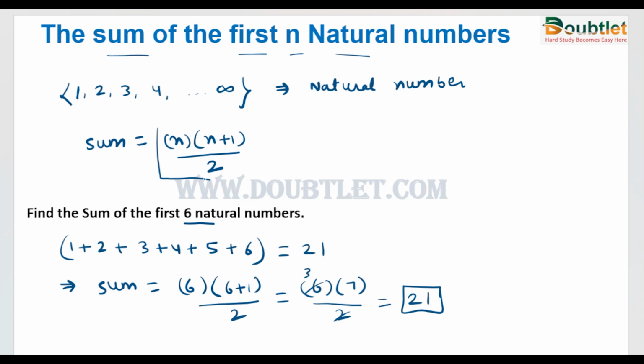This is how we can find the sum of any number of natural numbers. Suppose we need to find the sum of first 100 natural numbers, then we use this formula: 100 into 101 divided by 2. So we will get 5050. So this is how we use this concept.